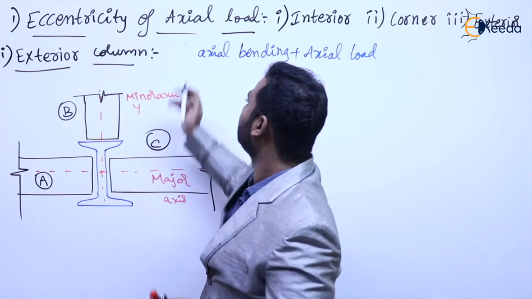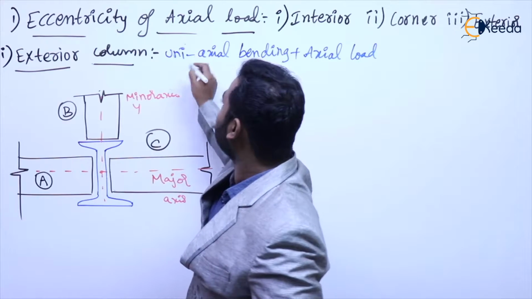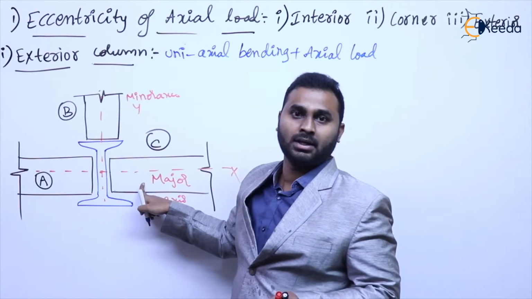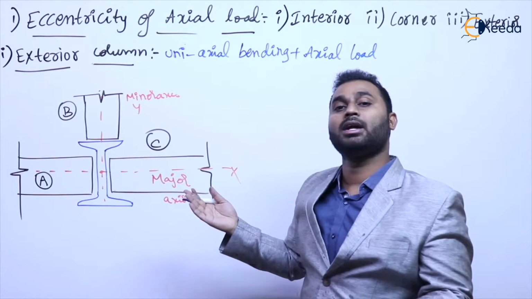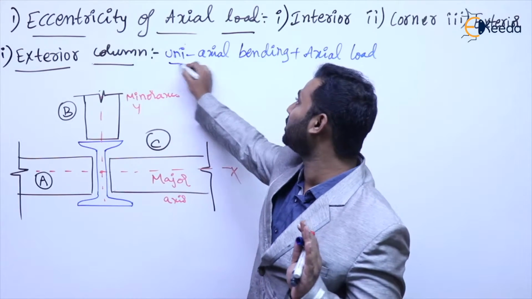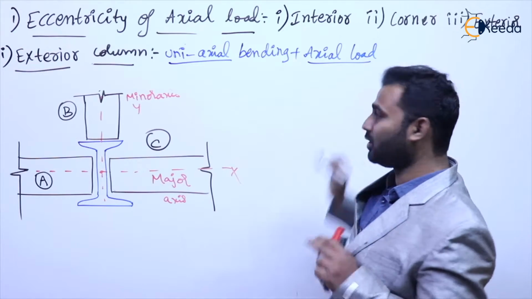Uniaxial bending. So in this example, that uniaxial bending is along the major axis, but there exists uniaxial bending along the minor axis also. Is that okay? But basically, the exterior column is subjected to uniaxial bending with axial load.